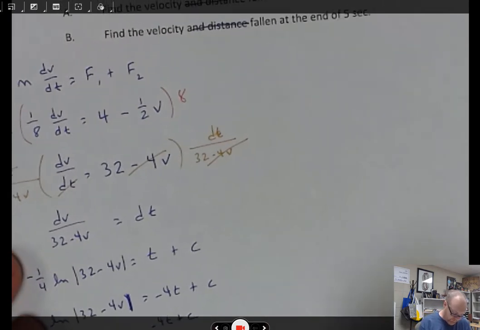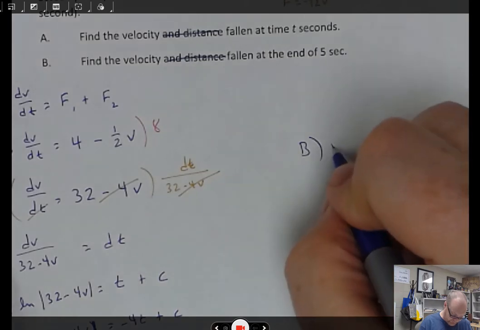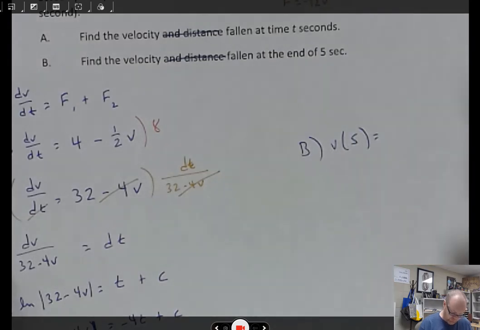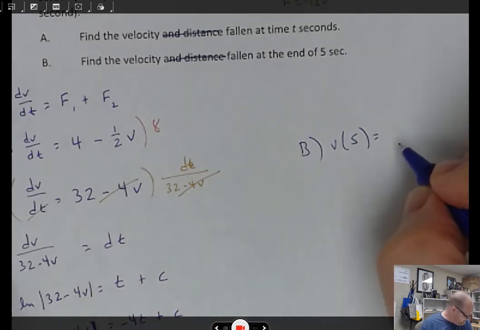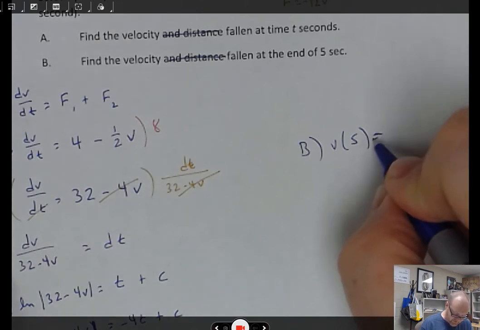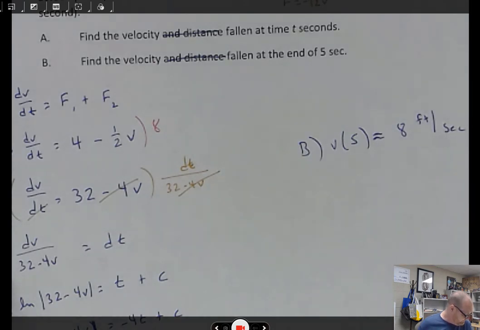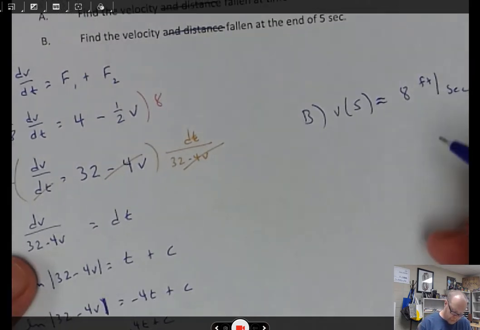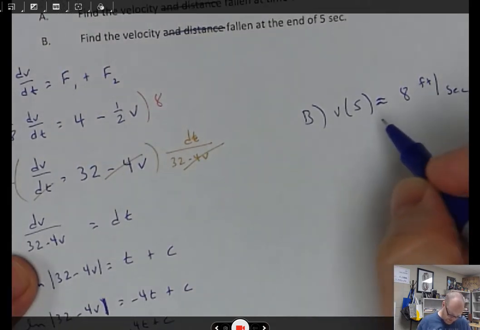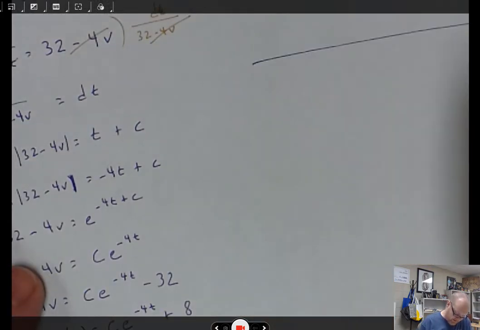So the second part of that problem says to find the velocity after 5 seconds. So you'll just find v of 5, and I'll leave that calculation for you to do. It's about in the neighborhood of 8 feet per second. Oh, I do know about that, that's the answer to part B. Let me go back and deal with distance again. I think I do see what to do there.